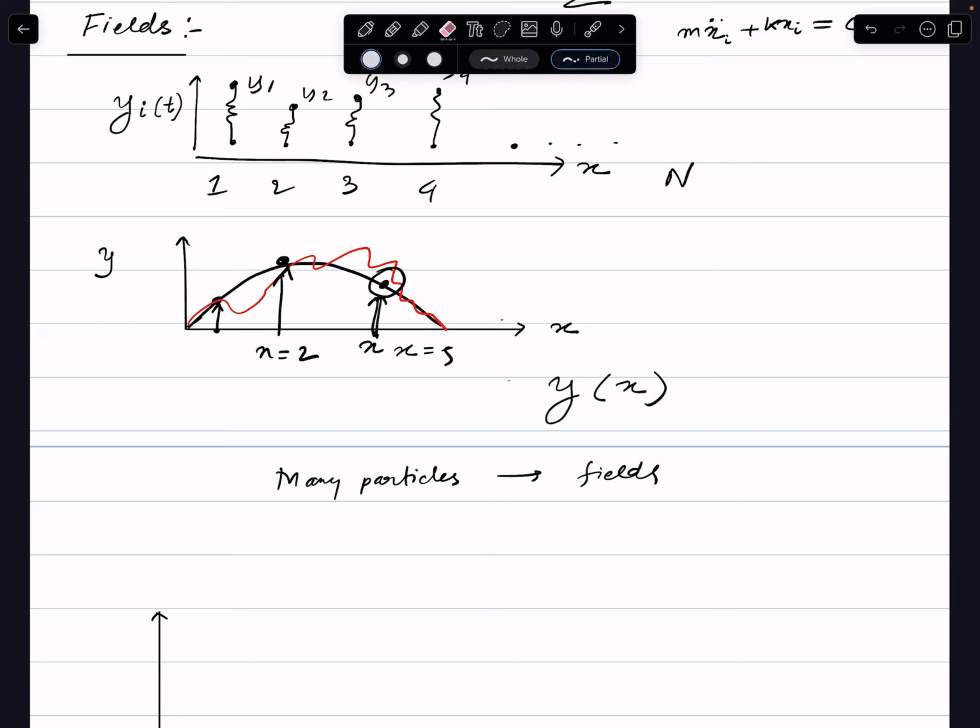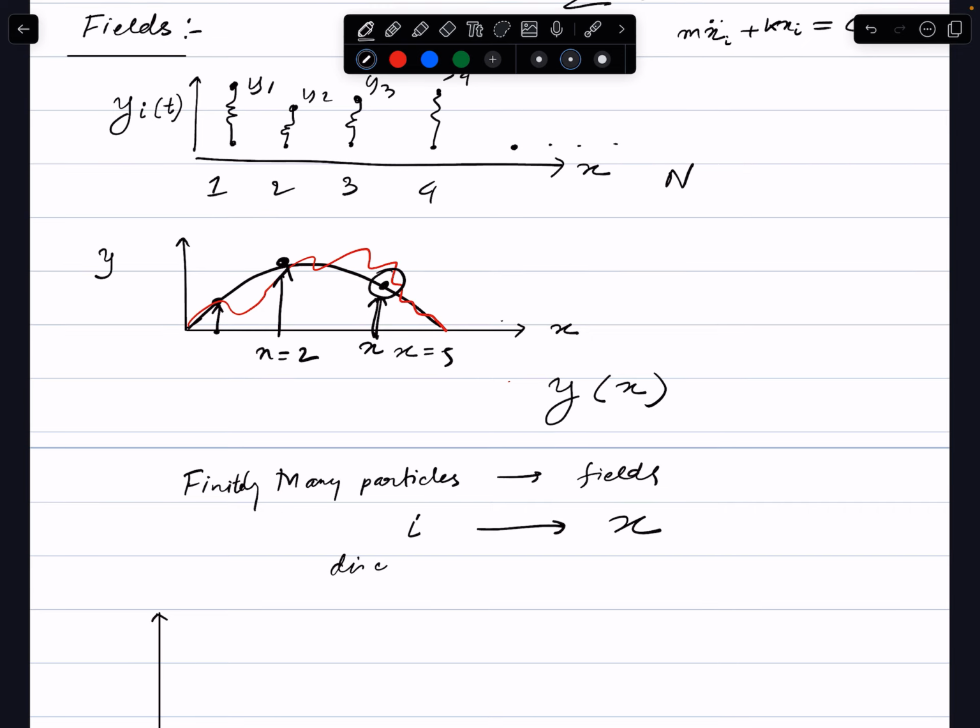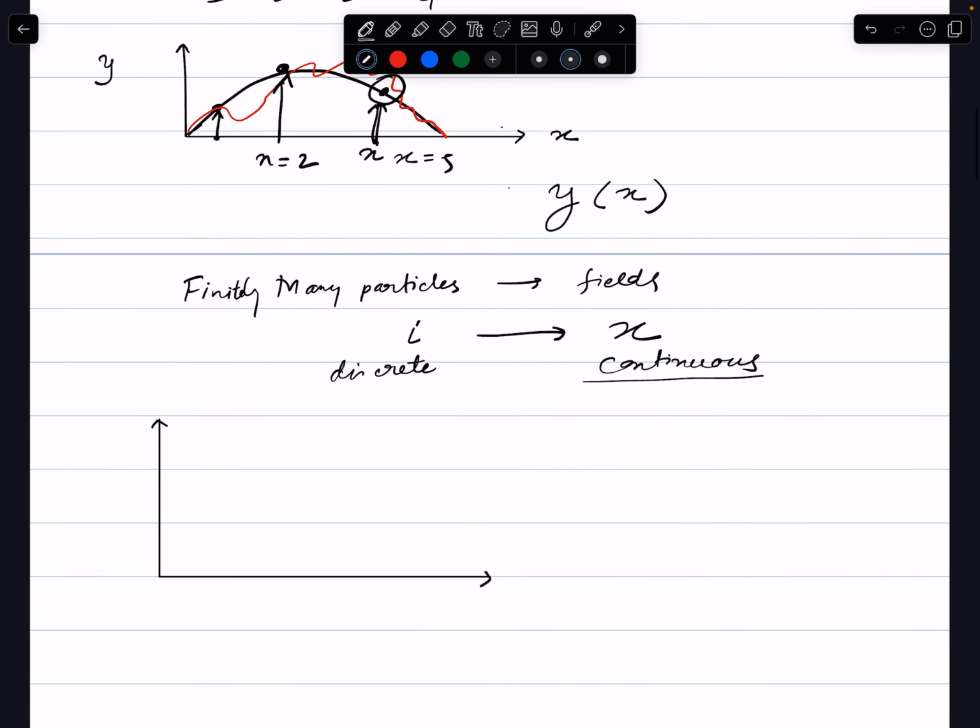So going from finitely many particles to fields, the label changes from i, which is a discrete label 1, 2, 3, 4, to a continuous label x. So this is discrete and this is continuous.